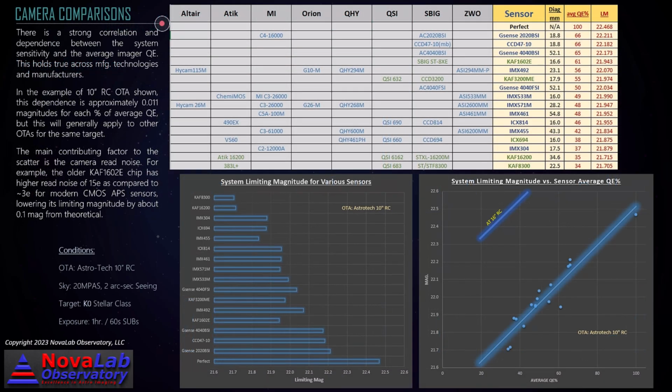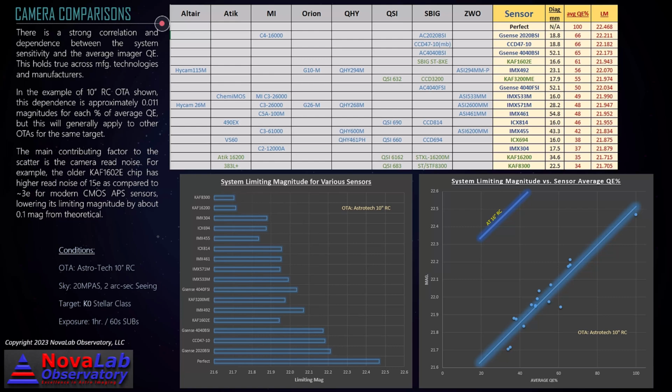So let's look at all this data and compare some cameras and some sensors. Looking at a perfect sensor up in the table, you can see the average quantum efficiency of 100%. The GSENSE 2020 backside illuminated sensor actually has an efficiency of 76%. And you go all the way down towards the KAF 8300, which has the average efficiency of 34%.